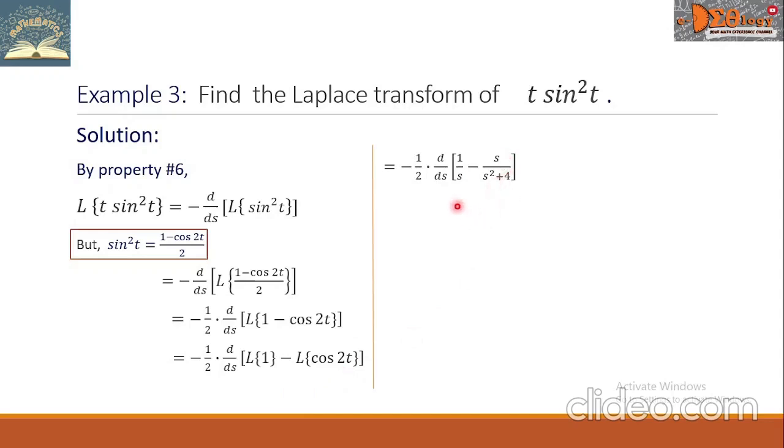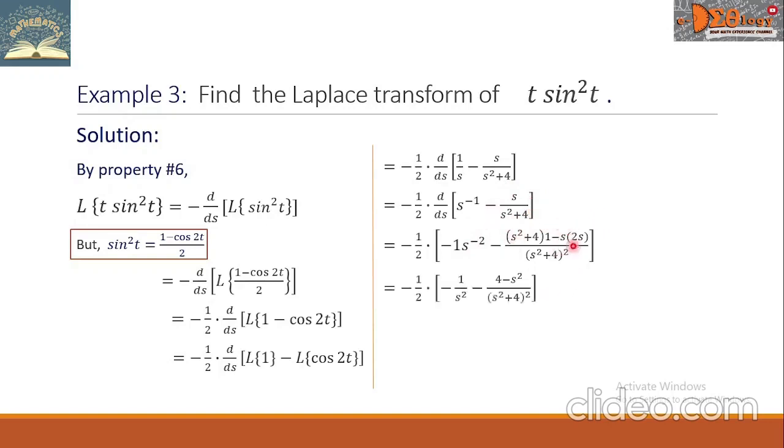Then we take the derivative of each of the terms. For the 1 over s, we can show that this is s raised to negative 1. Then let us do the derivative. We have now this negative 1 times s raised to negative 2 minus, on this fraction, we will apply the quotient rule and it becomes like this. When we simplify the numerator here, we have this 4 minus s squared.